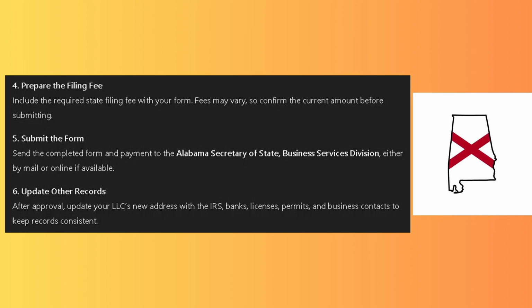Submit the form. Send the completed form and payment to the Alabama Secretary of State, Business Services Division, and you can either send it by mail or online.